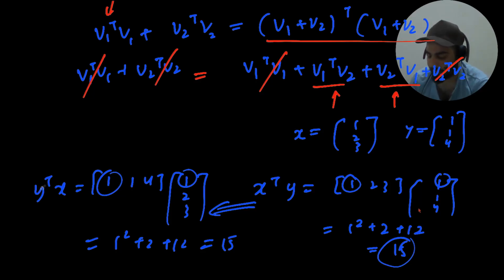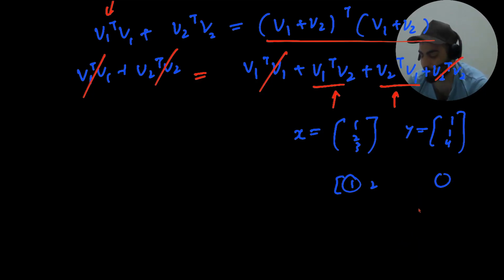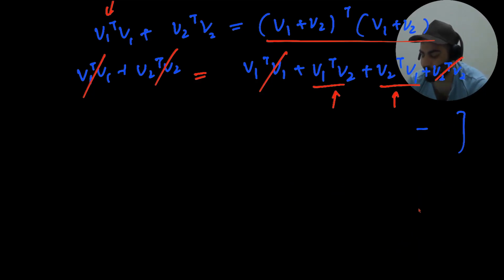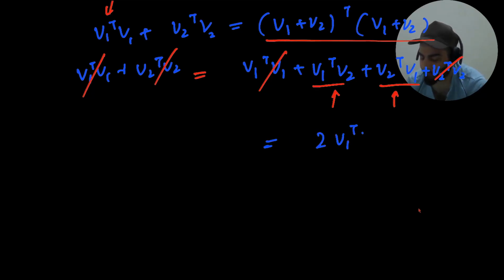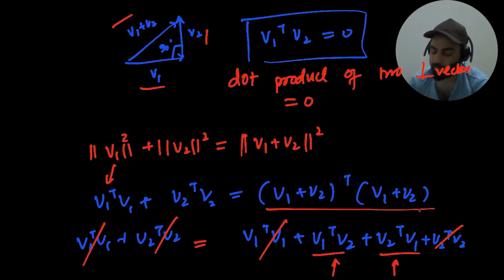So now I can write both of these things as one. I think this is pretty clear. So how are these two things now equal? What I can write is 2 times v1 transpose v2 is equal to 0. So this basically means v1 transpose v2 is equal to 0. That's why, by using the Pythagoras theorem, I tried to prove why this dot product is equal to 0. I hope this is clear.